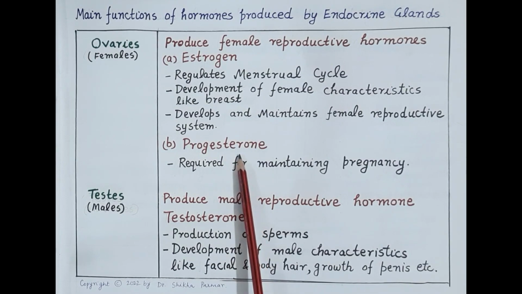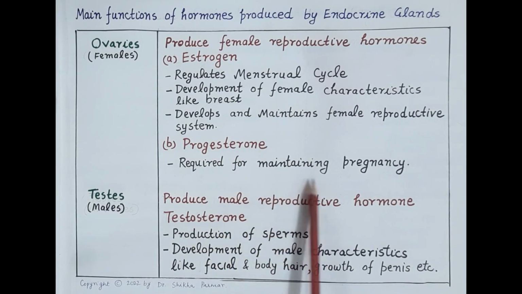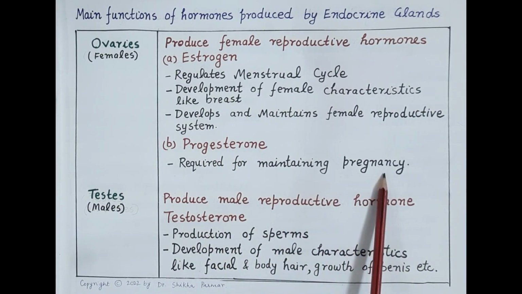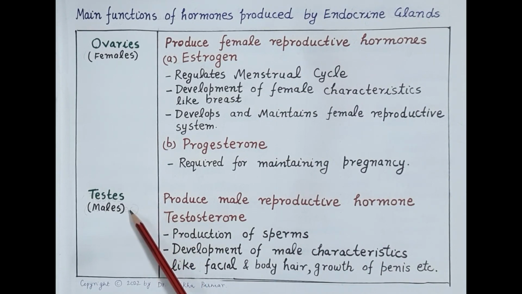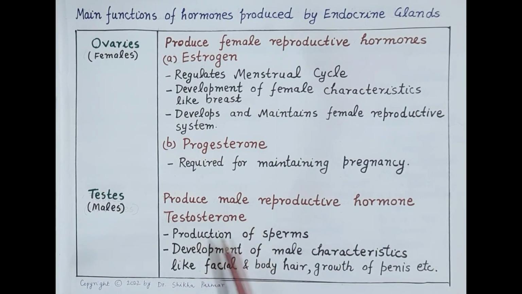Progesterone, as the name suggests, is required for gestation. This is required for maintaining the pregnancy. Testes in the male produce the male reproductive hormone, namely testosterone. Testosterone is required for the production of sperms, and it is also required for the development of male characteristic features like growth and development of facial and body hairs, growth of the penis, etc.